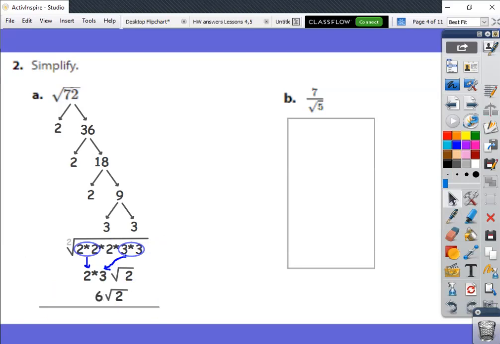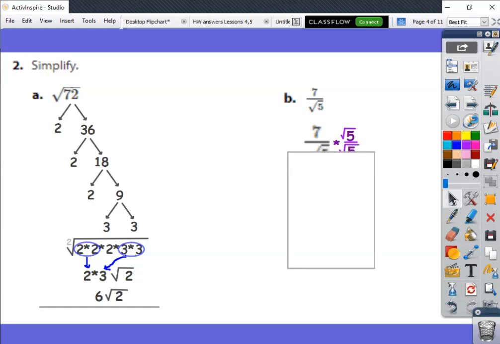Now, sometimes you'll get an answer in which you'll get a radical in the denominator here. And that is not proper form. So how do we eliminate a radical in the denominator? What I'm going to do is multiply this times 1. But I'm going to disguise that 1 as square root of 5 over square root of 5. And I'll show you why here in a second.